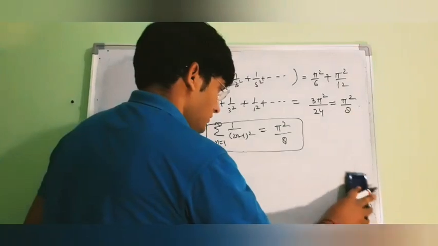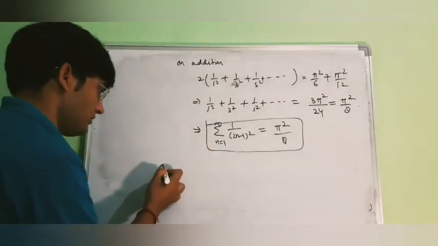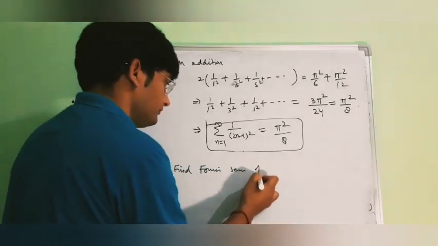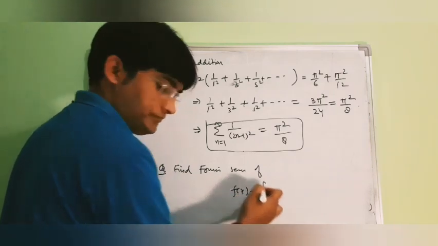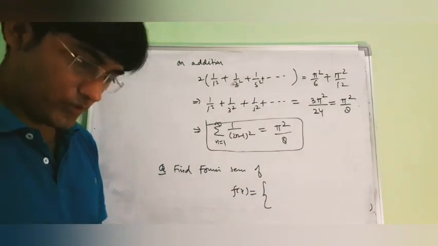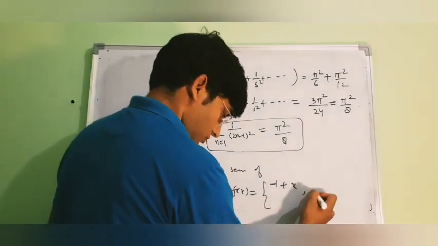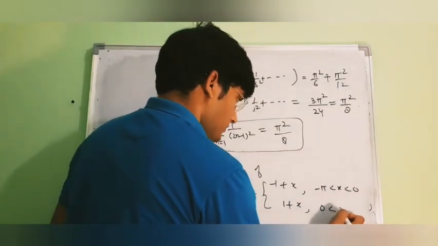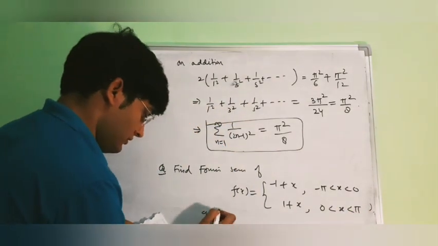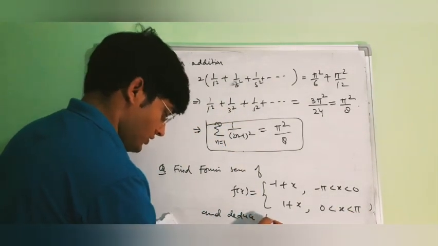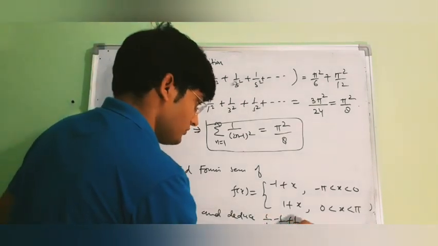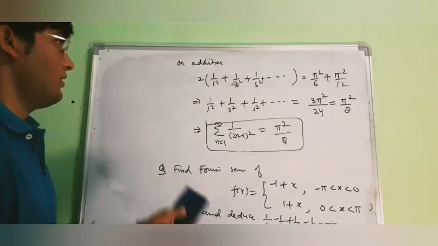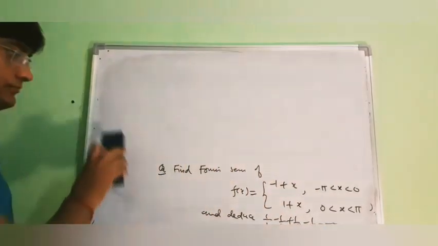Now let us solve another question. Find the Fourier series of f(x) equal to minus 1 plus x if x is from minus pi to 0, and 1 plus x if x is from 0 to pi, and deduce that 1 upon 1 minus 1 upon 3 plus 1 upon 5 minus 1 upon 7 and so on, and hence find the value of this summation. Solution.